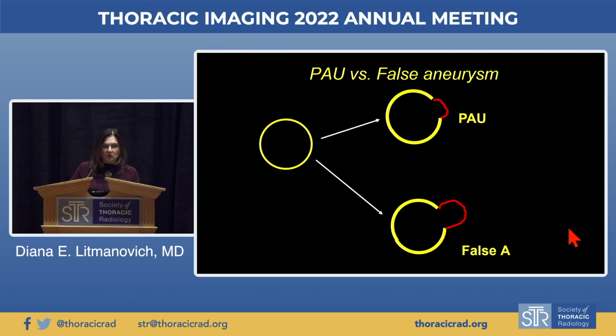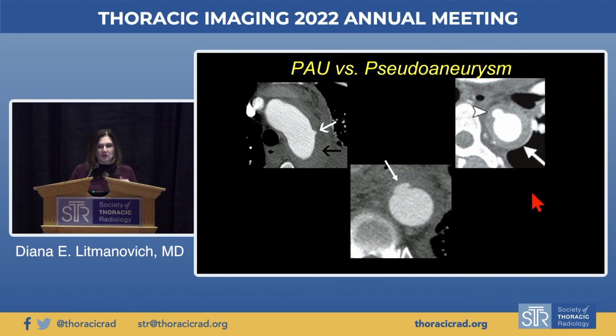Another important distinction to make, which is not always possible, is between the PAU, penetrating ulcer, and false aneurysm. This is a PAU, we all agree. This is a false aneurysm, we all agree. Now let's look at those three cases. I think everybody will agree this is a penetrating ulcer. Now this is definitely an aneurysm, but what is this? We don't know exactly what that is. So this is probably in between.